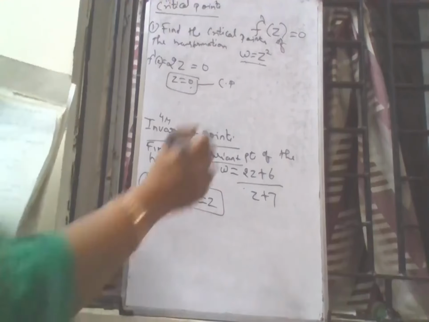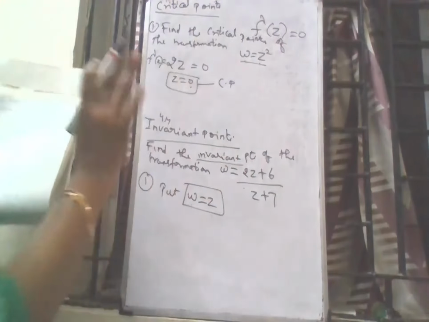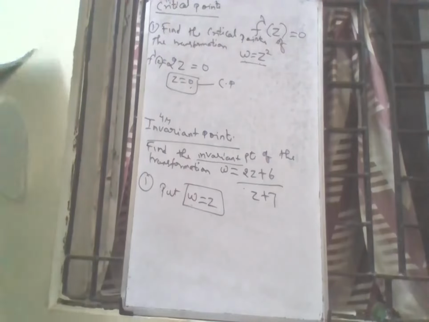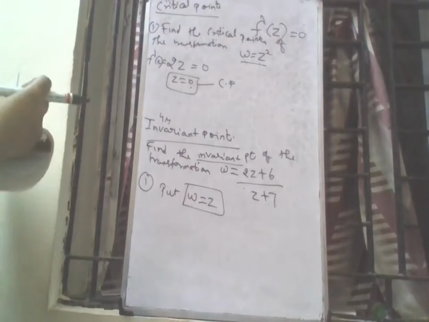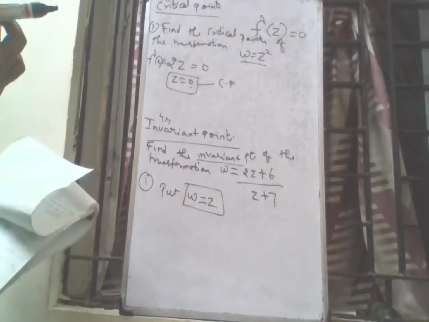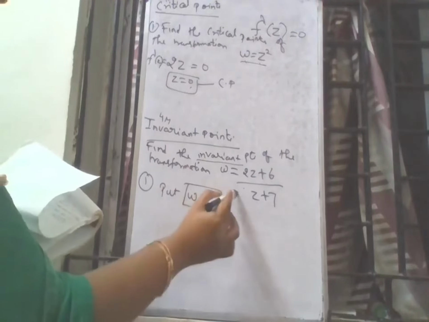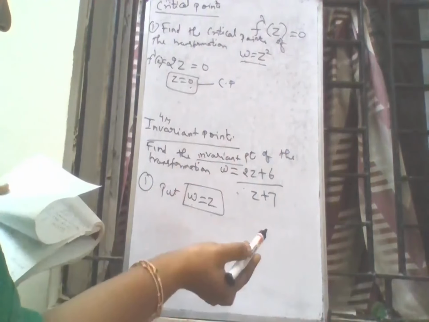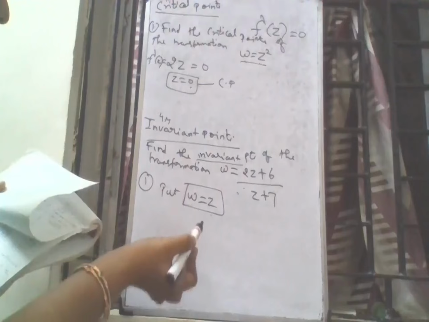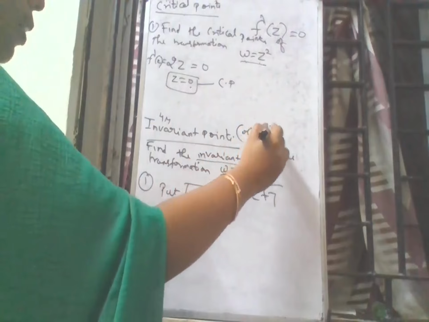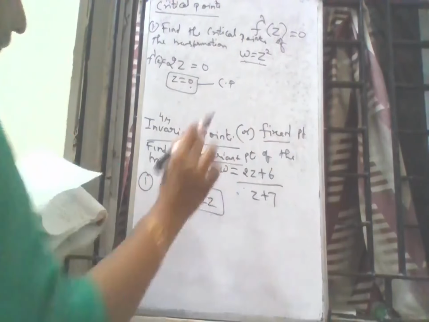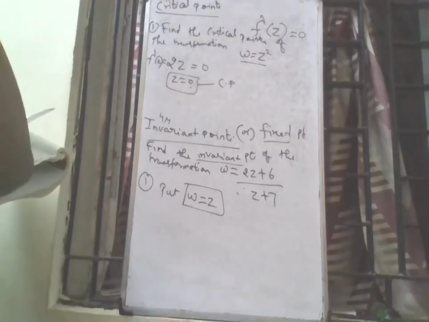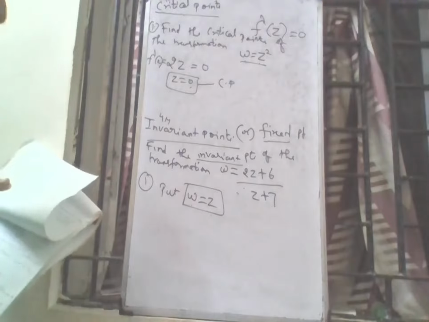Okay. Now, actually speaking, I'll read the definition of the invariant points and then I'll explain so that it is convenient to understand. Listen carefully. If the image of a point under a transformation is itself, then the point is called a fixed point or invariant point. One more name is also given for that: fixed point or invariant point, isn't it?